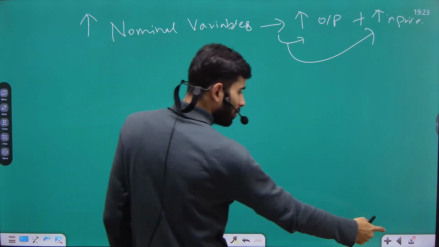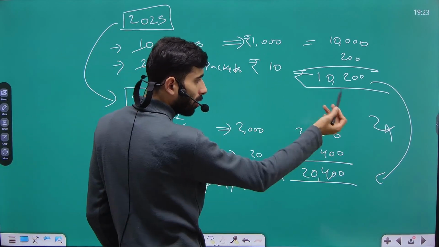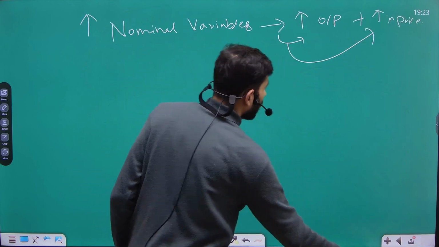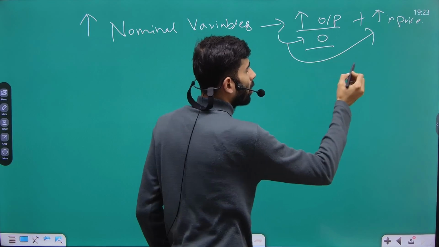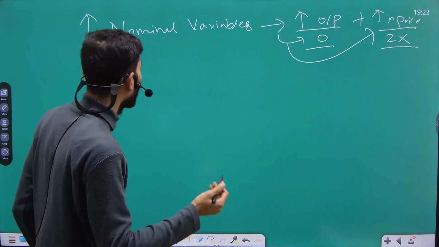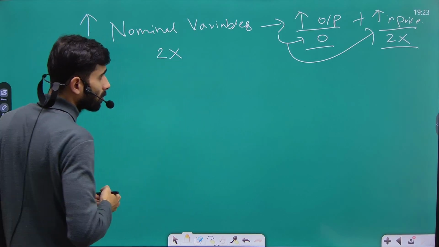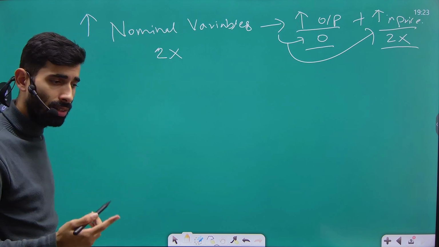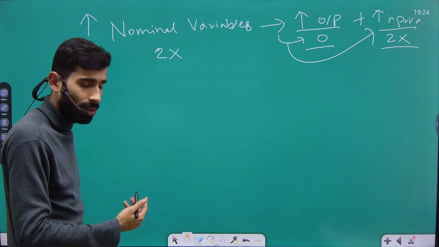In our example, nominal GDP was rising just because of an increase in the price levels. Here the increase in output level was exactly 0, but in terms of price level it was 2x, and due to this phenomenon our nominal variable was increasing 2x. That's why this shows the importance of the GDP deflator while calculating GDP.